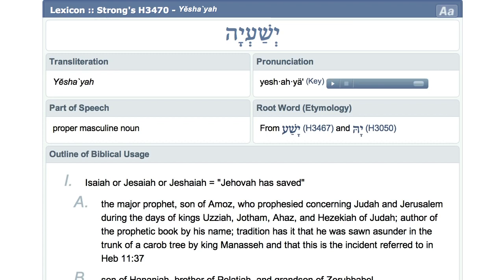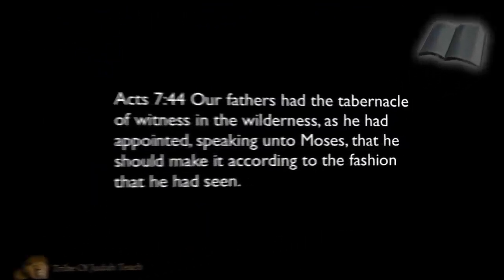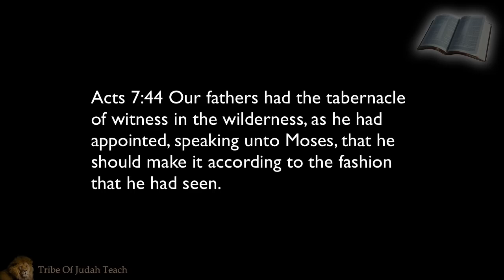It doesn't matter if you spell it with an I or an A. The pronunciation is still Yeshaya. That was Isaiah's name. Now we know that the Messiah did not have the same name as Isaiah. But guess what? He did have the same name as Joshua. Let's prove it. This is Acts 7:44. It says, "Our fathers had the tabernacle of witness in the wilderness, as he had appointed, speaking unto Moses that he should make it according to the fashion that he had seen."